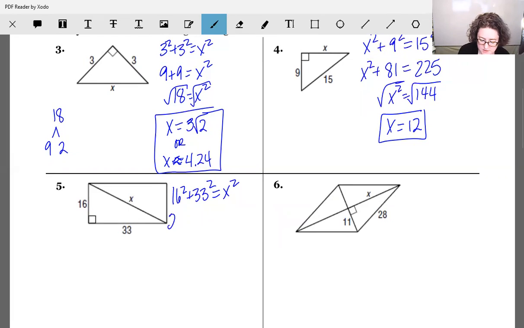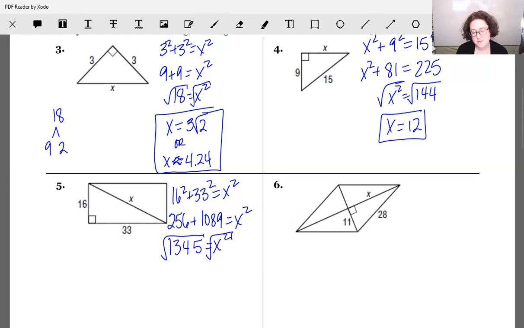Well, 16 squared is 256. 33 squared, 1089. Large numbers on this one, but that's okay. So adding those together, 1089 plus 256, there we go. 1345 equals x squared. So again, to isolate your x, you need to take the square root of both sides.